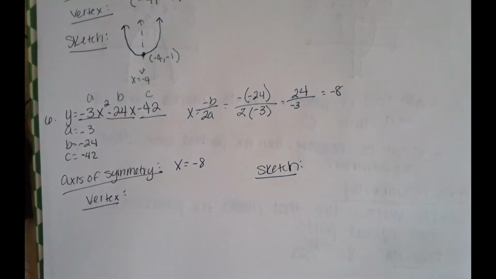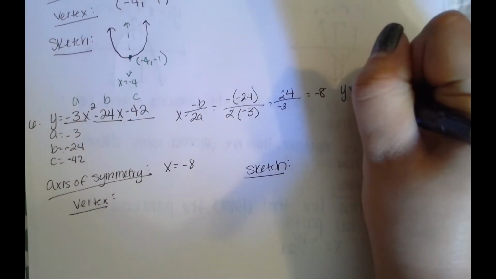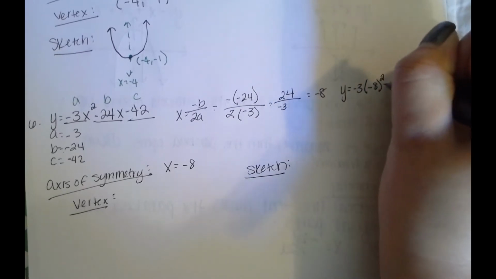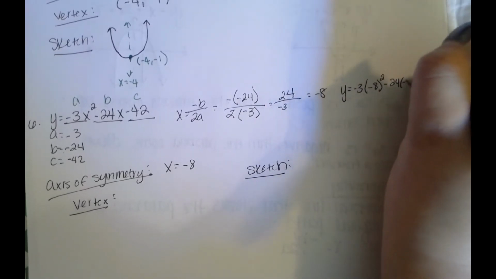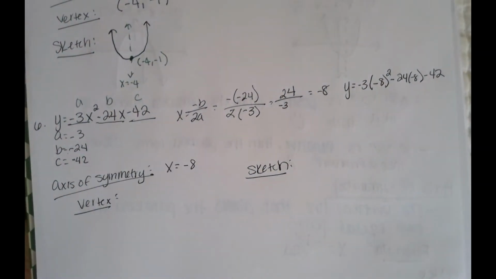Now to find your vertex, you just got to plug -8 in for x in your equation. Y equals -3 times (-8) squared minus 24 times (-8) minus 42. It is always important that if your value that you're plugging in is a negative number, you always put it in parentheses. You should also be putting your positive values in parentheses too when you plug those in.